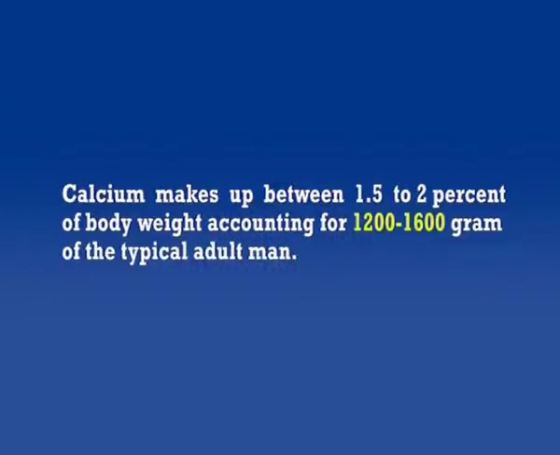Of all the minerals in the body, calcium occurs in the largest amount by far. The total amount of body calcium is in constant balance with food sources from the outside and with tissue calcium within the body amongst its various parts. Calcium makes up between 1.5 to 2% of body weight, accounting for 1,200 to 1,600 grams in the typical adult man. Almost 99% is present in bones and teeth.